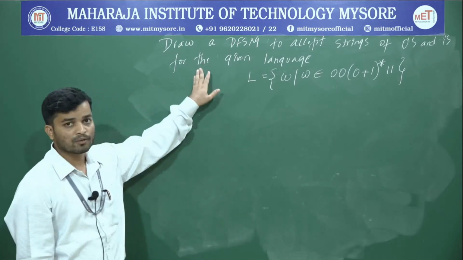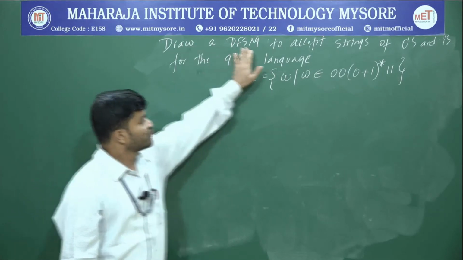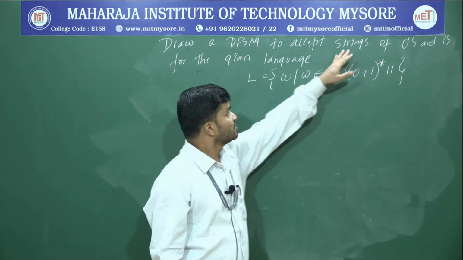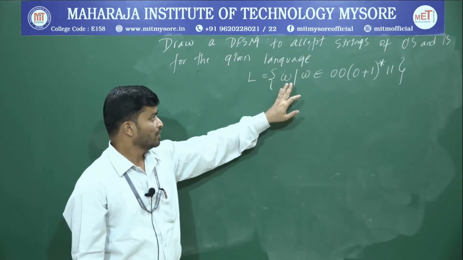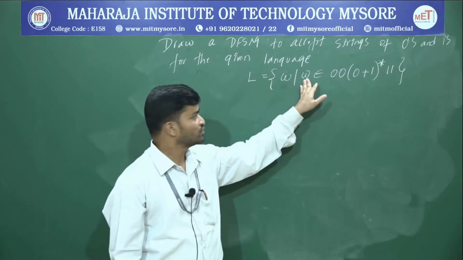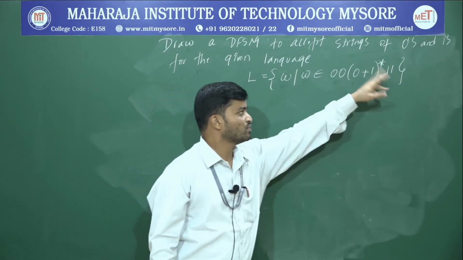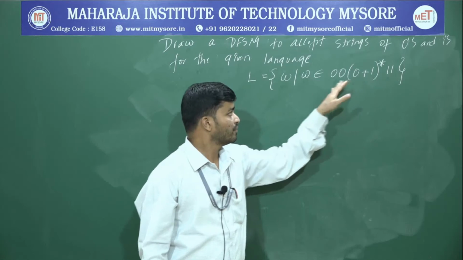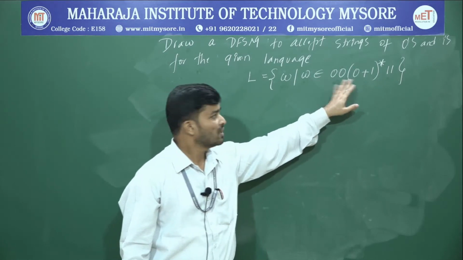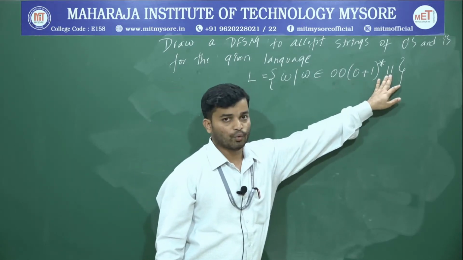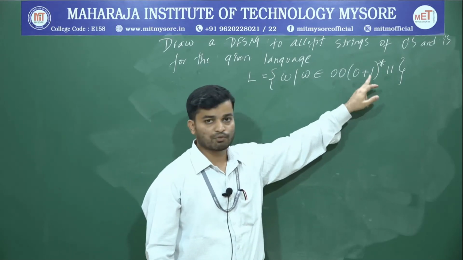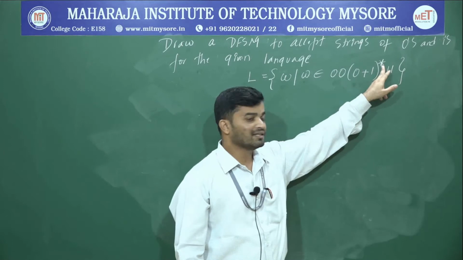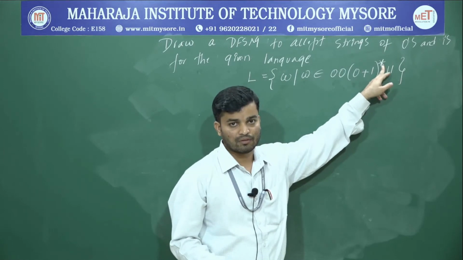Yeah. So the next problem: draw a DFSM to accept strings of zeros and ones for the given language. This is the given language. W such that W belongs to 00(0+1)*11. The meaning is the string will start with two zeros and end with two ones. In the middle I can have anything that is made up of 0 as well as 1. Since they have written star, it means including epsilon.